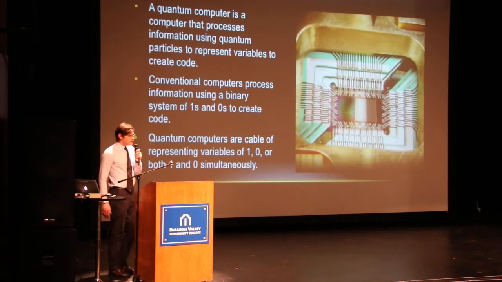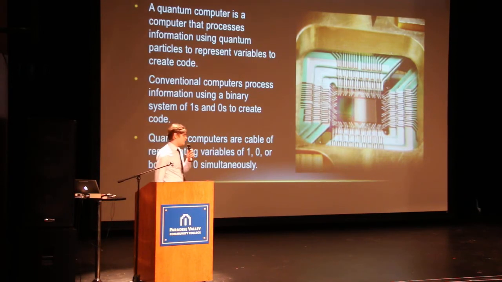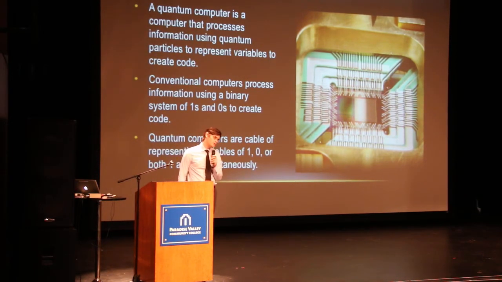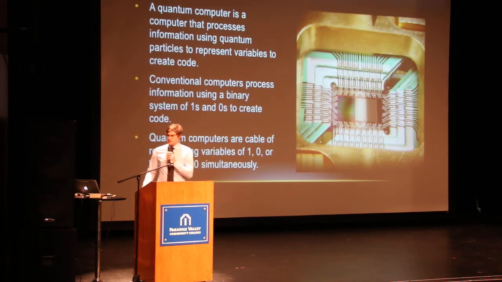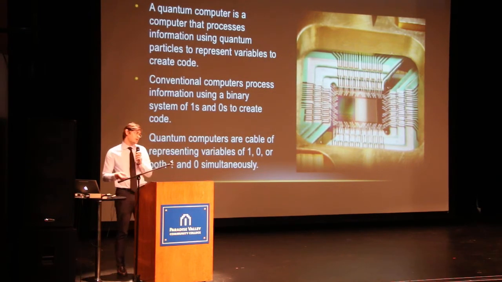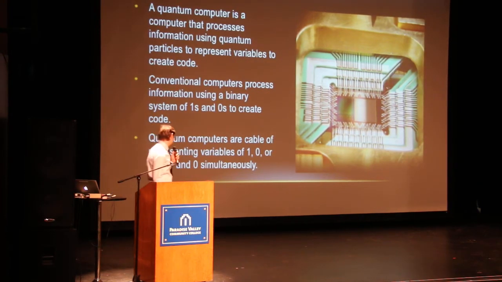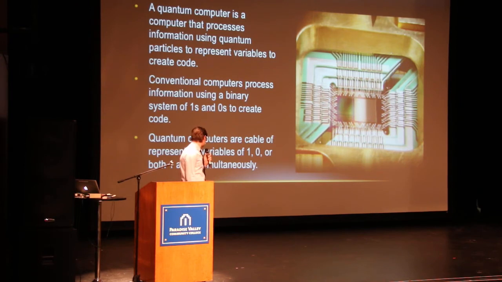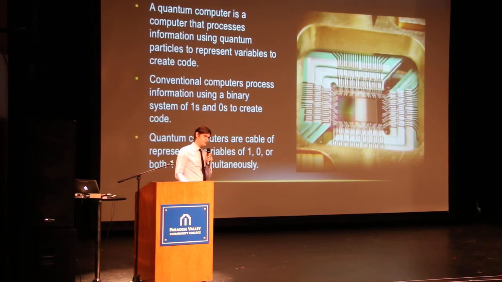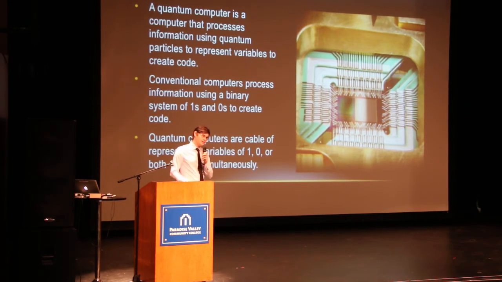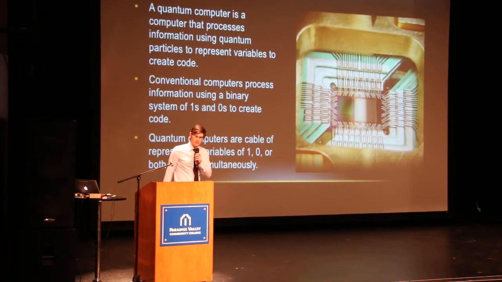So conventional computers process their information with a binary code. Ones and zeros making up the bits. But a quantum computer, since it's quantum, you can use the rules of quantum physics, like superposition, so it can simultaneously be 1 and 0. Thus, if it's making a calculation, it can instantly find the answer because it already has both variables.